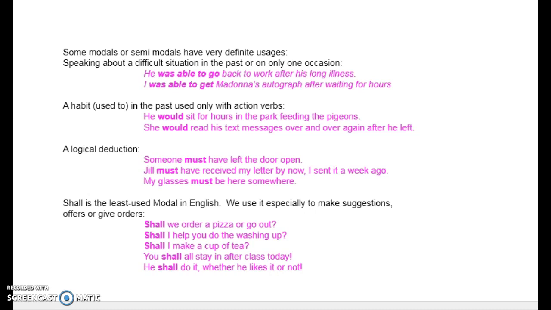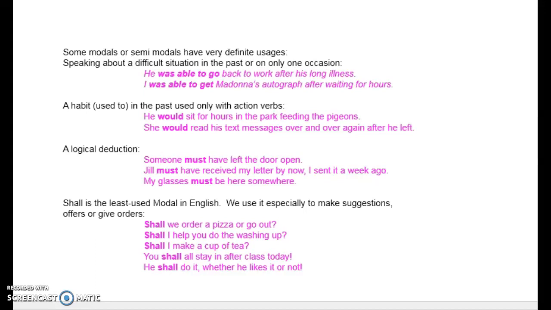And here you have some special uses of modals. Some modals or semi-modals have very definite usages. Speaking about a difficult situation in the past or on only one occasion, here you can use able to. If I say he was able to go back to work after his long illness, it was a difficult situation. Or, I was able to get Madonna's autograph after waiting for hours, and that you did on only one occasion.